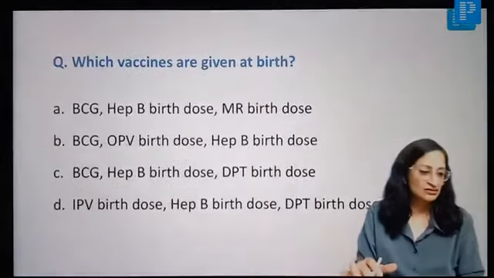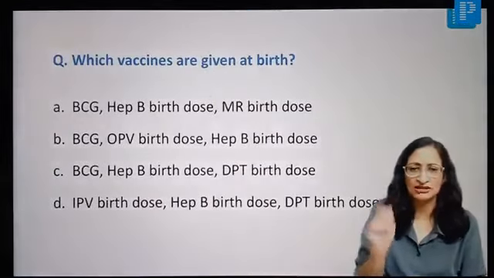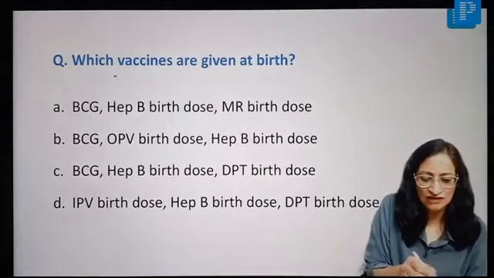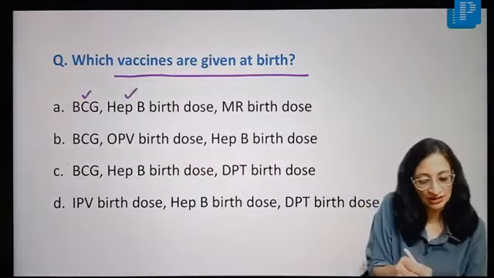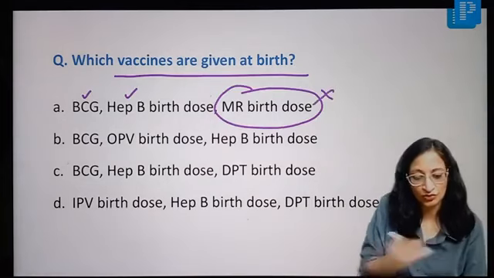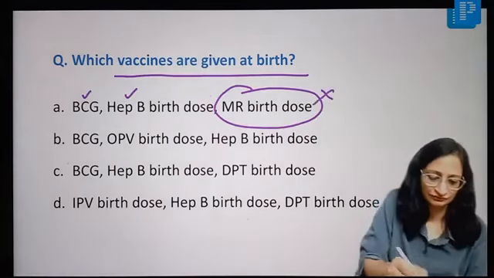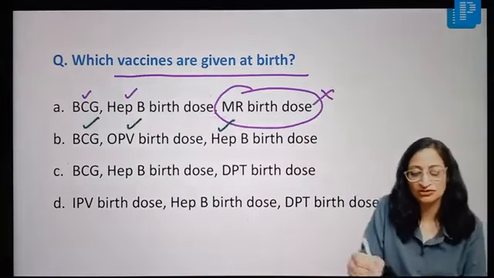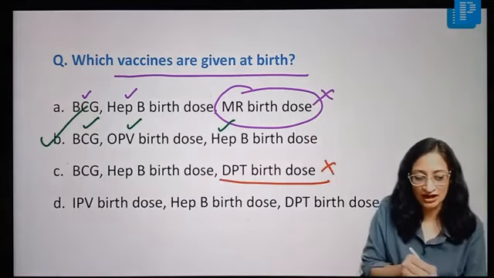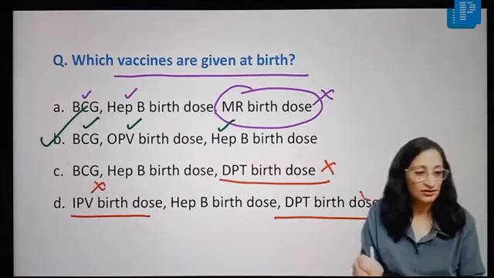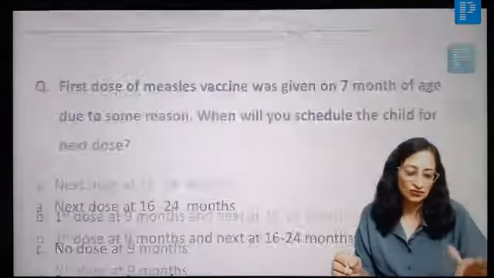Okay, right. So coming back to this question, please answer properly. Which vaccines are given at birth? No mistake permissible here. BCG is given, we know. Hep B, yes. MR, is MR given at birth? No. It is given at 9 months. What about BCG, OPV, Hep B birth dose? Yes, that is the best answer. And which all are not given? DPT is not given at birth and IPV is not given at birth. Okay, so moving ahead.